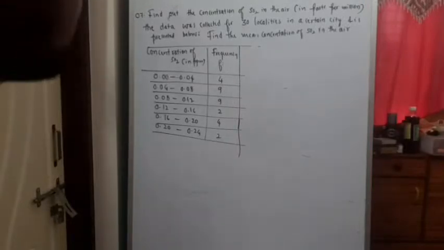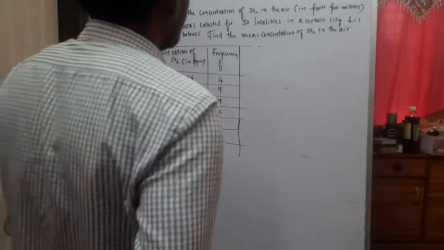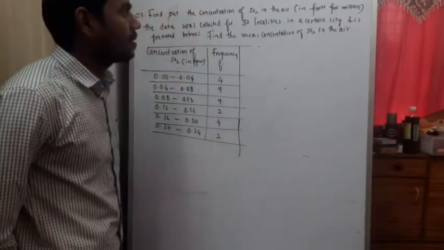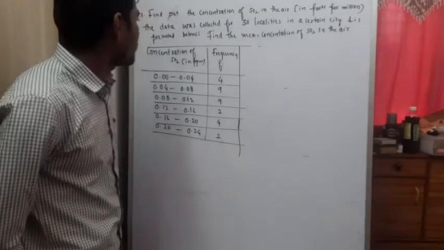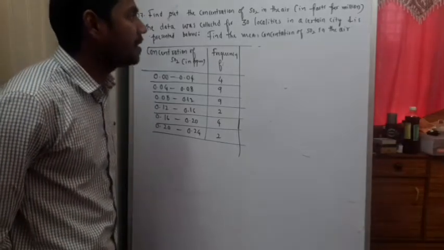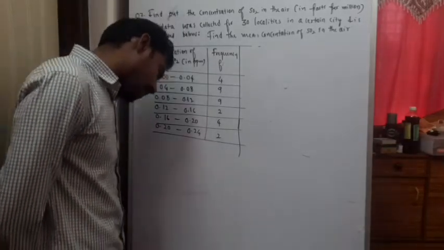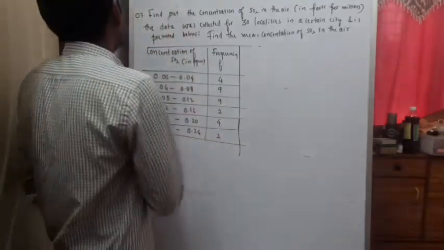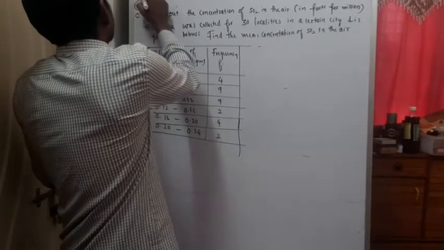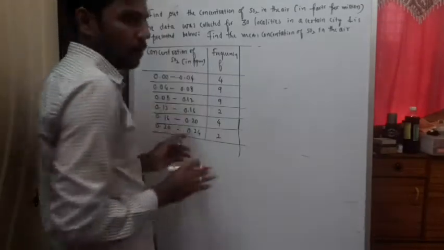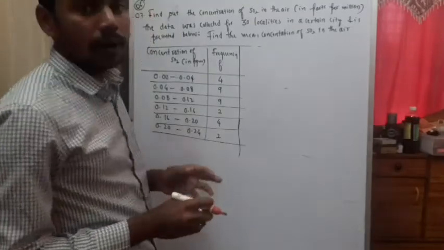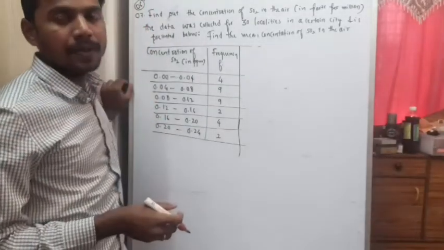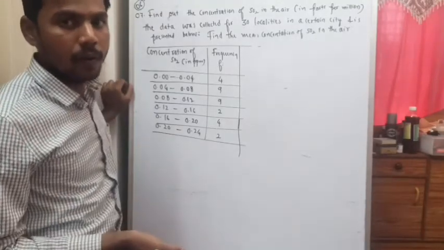So 7th question, find out the concentration of SO2 in the air. The data was collected for 30 localities in a certain city and is presented below. Find the mean concentration of SO2 in the air. Before that, you have this 6th question, that will be a homework, and that is very easy. You can use whichever method is comfortable for you. 6th one will be a homework, and 7th I am going to solve it for you. So I think these many problems are sufficient. So rest you are going to solve on your own.